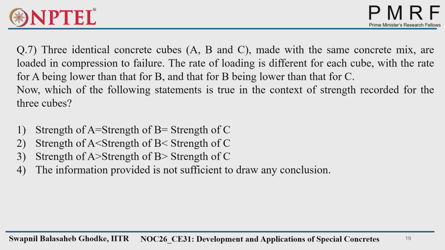So the next question is that we have three identical concrete cubes with the same concrete mix, and we are going for the compression failure test. The rate of loading we kept different for each cube. Suppose for A, the rate of loading is smaller than B, and B has a rate of loading smaller than C. Means C is the highest loading rate, middle is B, and A is the lowest. So what strength observation will we get? Do we have any direct relation of the rate of loading with the strength?